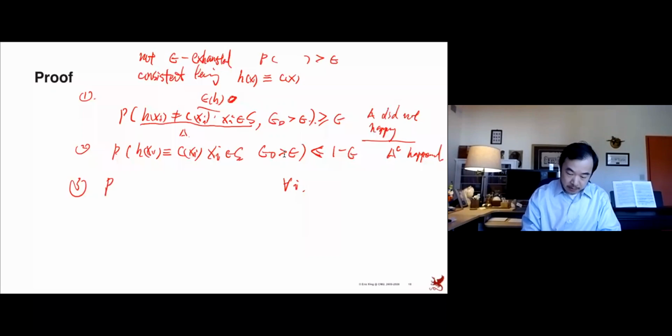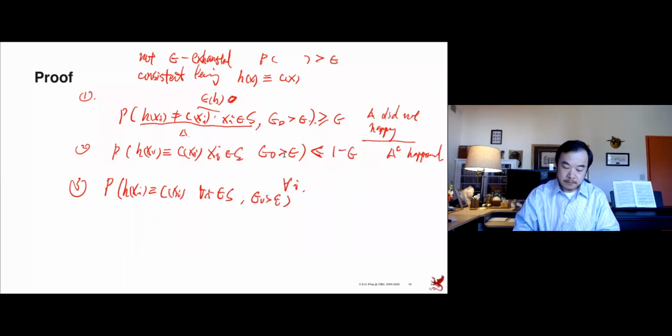Now we're asking the probability of h of xi equals c of xi for all the i's in S, given that the whole thing is not epsilon exhausted. So what's the probability of that? This is the probability of one event. This is the probability of, say, m events.